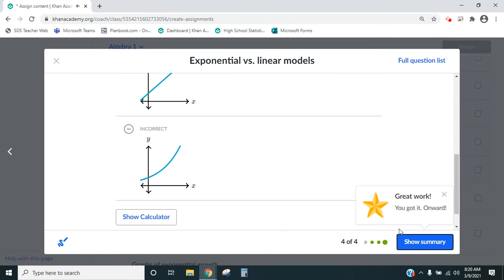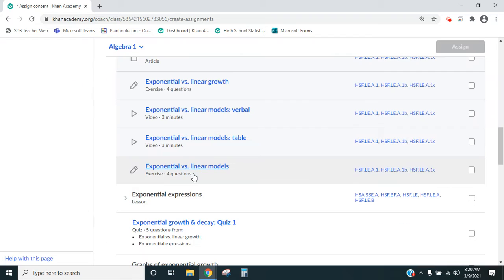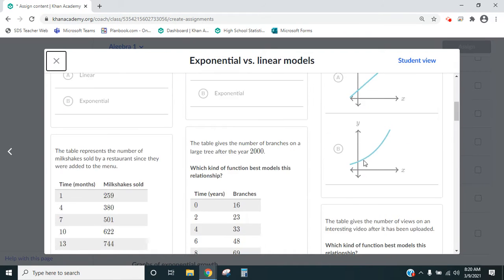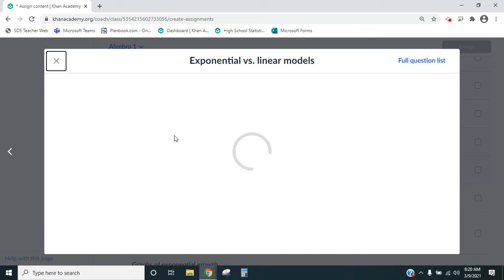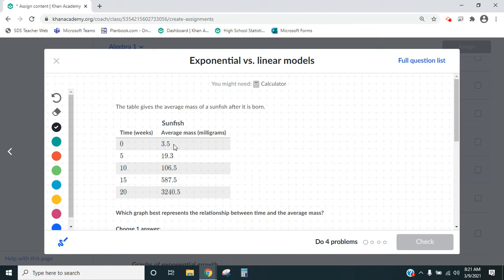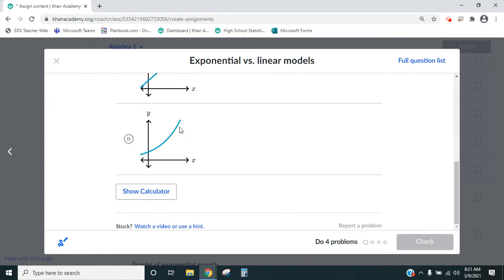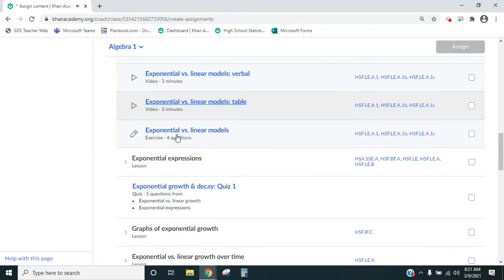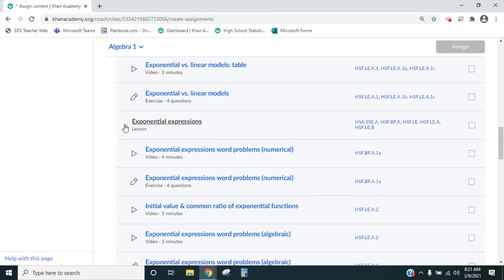Let's do another one of those. 0.5 to 19.3 to 100. Are they adding the same number each time? No. Right? They're multiplying by something. It looks like by about, what, 6 or so? Ish. Okay. It's an exponential growth. All right, that's easy enough. Let's do another one. I think I had 4 for today.